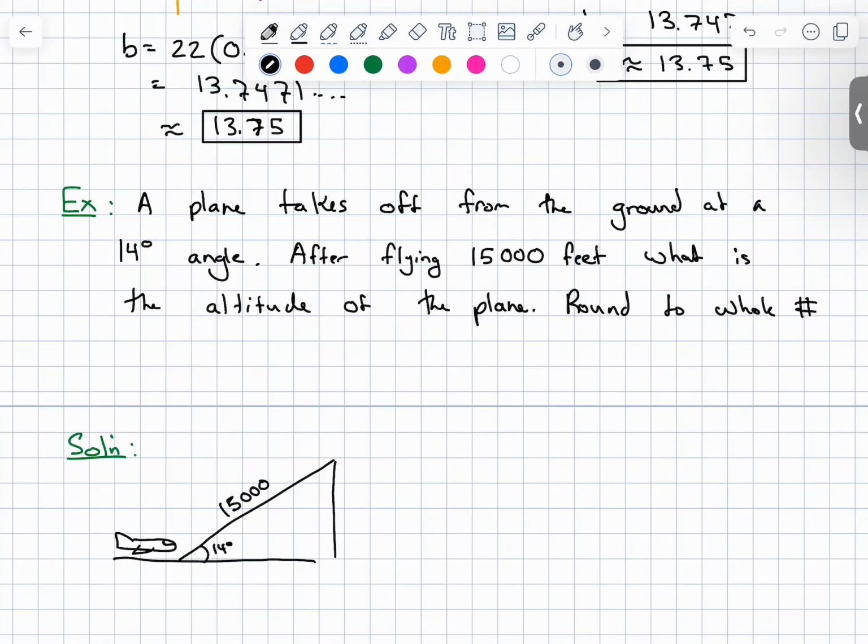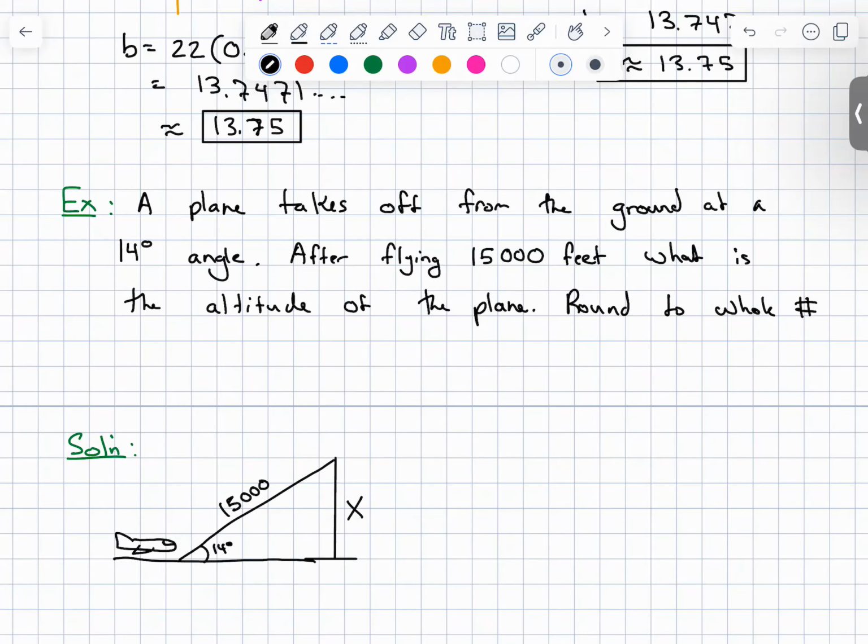By the way, I just realized I should mention this: sometimes these problems end up using terminology that we might not know. If you don't know what altitude is, it's the height. It's how far above the ground the airplane is. So if that ever happens in a problem and you don't know what a word means, just ask. I'm happy to clarify that. That is a question I can answer. So we want to know the height, the altitude, x.